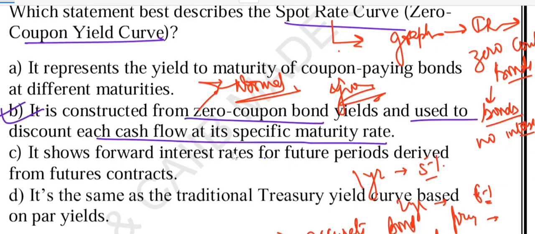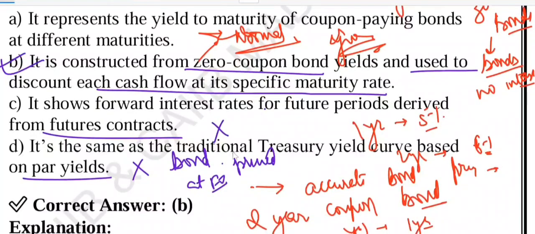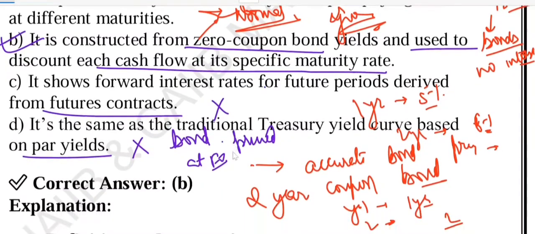Option C says that it shows forward interest rates for future periods derived from futures contracts. That is wrong because forward curves are derived from the spot curve; they are not the same thing. And option D says that it is the same as the treasury par yield. No, that is wrong. The par yield curve uses bonds priced at face value, while a spot curve uses zero coupon rates. That is the difference between them.